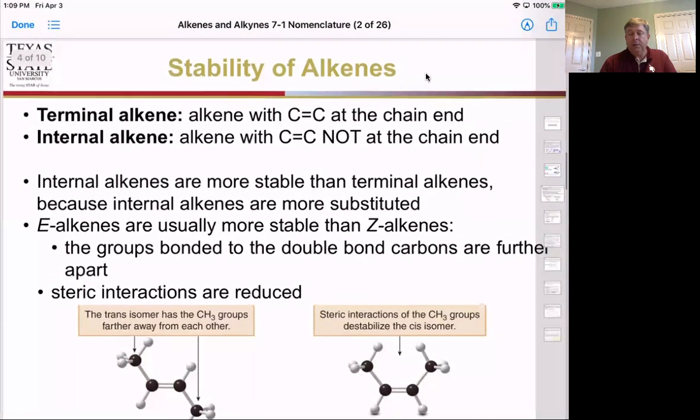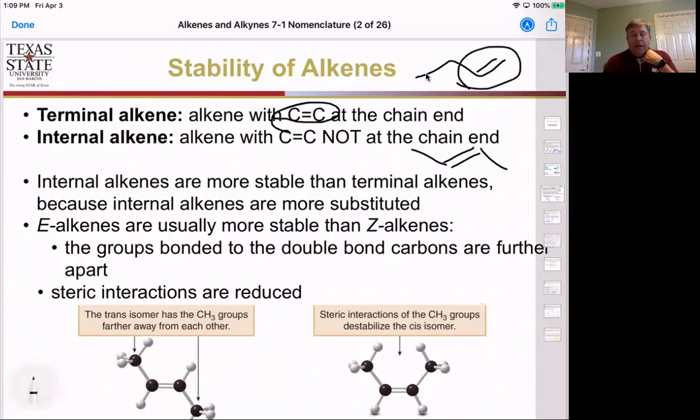Okay, so let's talk about the stability of alkenes, okay? So we can look at the different stability of the alkenes, that if it is at the end of a chain, for example, like this, is not as stable as one that's on the inside of a chain. So a terminal alkene is one at the end of a chain. An internal alkene is one in the middle of a chain. Okay. Internal alkenes are more stable than terminal alkenes because this internal alkene has two substituents. This only has one substituent. The more substituted the alkene, the more stable it is.